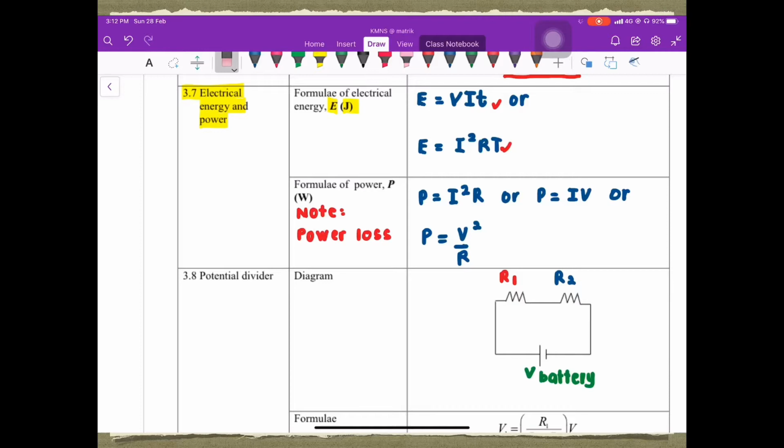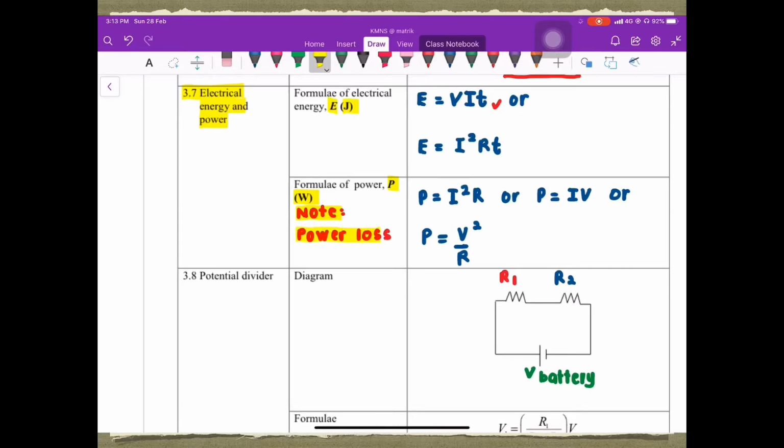Here, actually, the small t. Sorry. Alright, so refer to the power. Power, the symbol is capital P, in SI unit watt. So be careful here. As a note, sometimes we call it power loss.